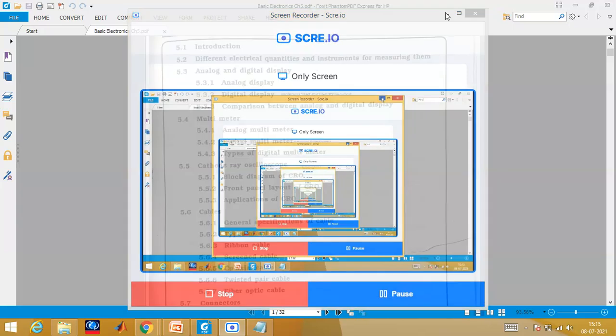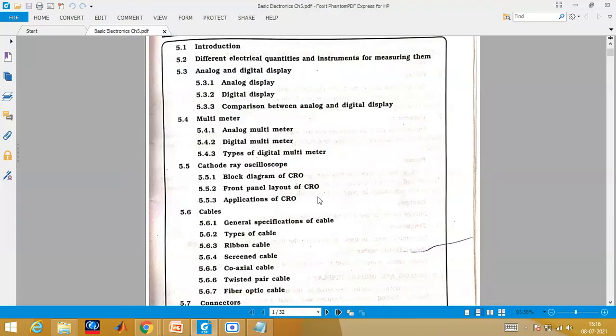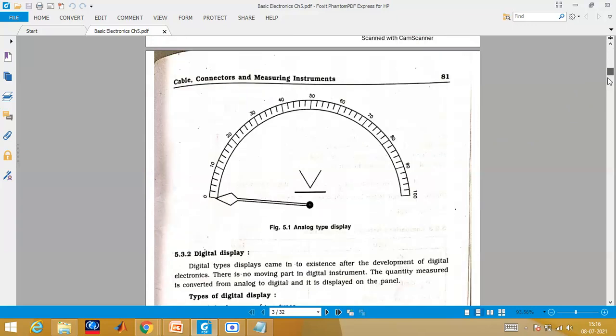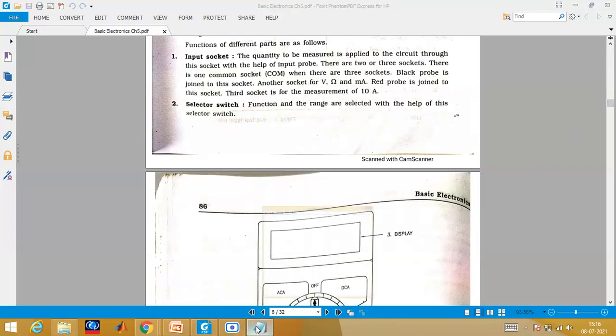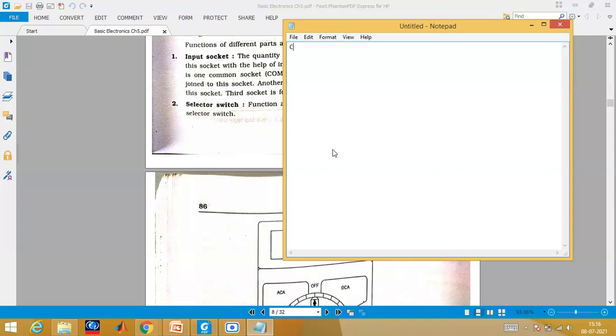Now, in today's session, we will be understanding what is CRO, the block diagram of CRO, the front panel layout of the CRO, and the various applications of the CRO. First of all, you must understand why we should study about CRO. What does CRO stand for? CRO is one of the very important circuits in the electronic industry. CRO stands for cathode ray oscilloscope.